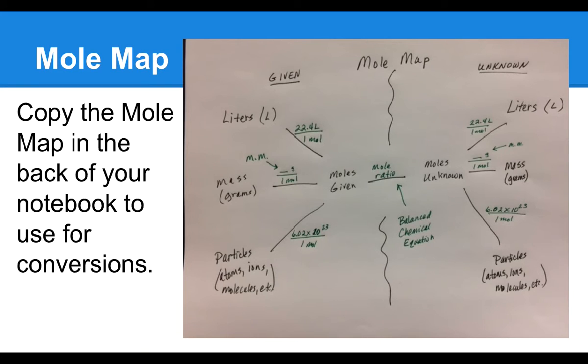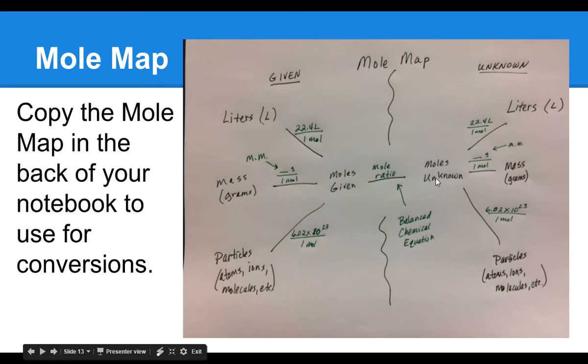Okay, after copying this down, I want to go through it. On the mole map, right here in the middle, it's divided into 2 halves. On the left side, we have the given side. On the right side, we have the unknown. In the middle, we have what's called the mole ratio. On the left side is the moles given.